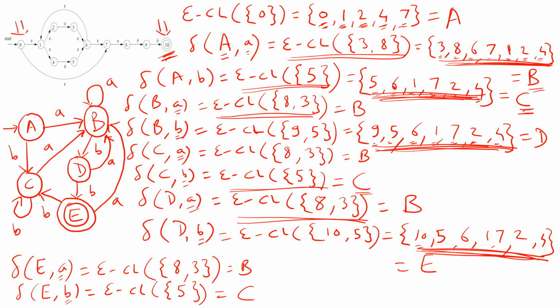Okay. Now this completes our DFA, right? Unique transition on every input symbol in every state, right? I hope you have understood this.